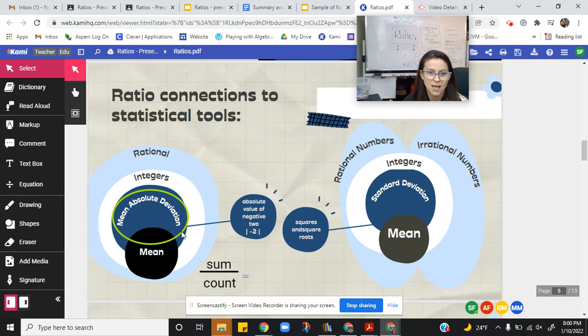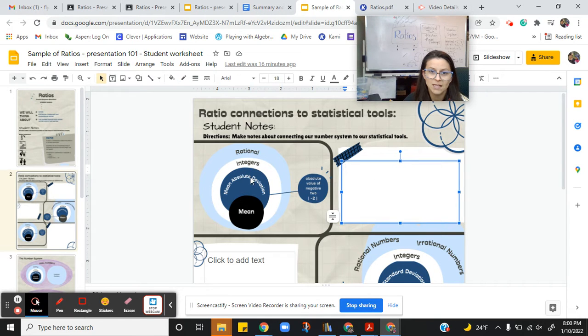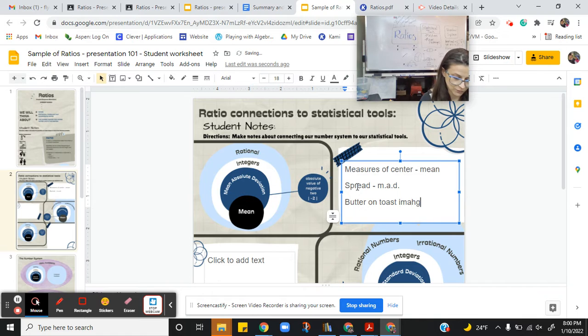Going back to these slides. So what you might want to write here in your notes is that the mean and the mean absolute deviation are measures of center and spread that require understanding ratios. If center is the mean, and then the measure of spread is the mean absolute deviation, which we'll learn more about later. We talked about the butter analogy or imagery, butter on toast. Images for spread and center, but mainly spread. Getting to know spread.